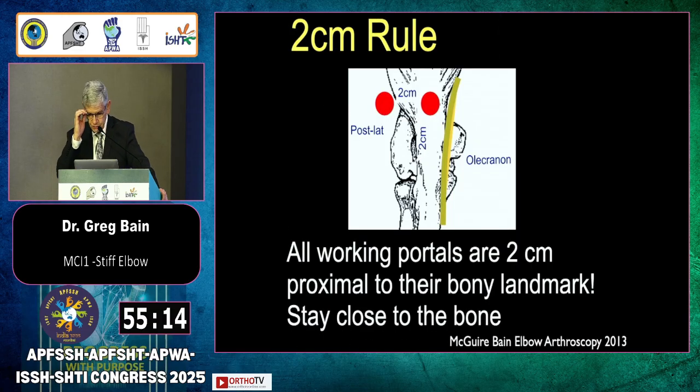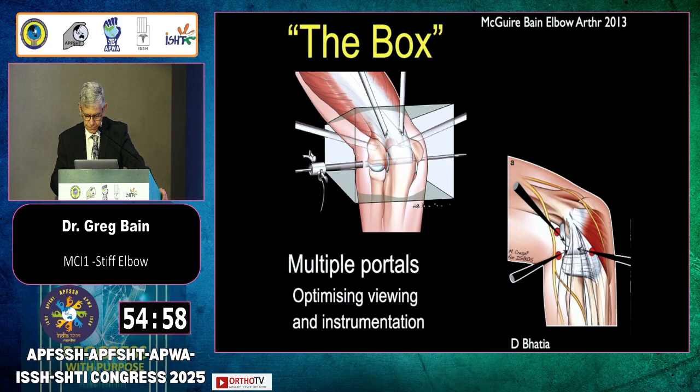When we're doing arthroscopy, I use what I call the 2 centimetre rule. That is basically that all the working portals around the elbow are 2 centimetres proximal to the bony landmark. So 2 centimetres proximal to the medial epicondyle, lateral epicondyle, and the olecranon. These are the standard working portals.